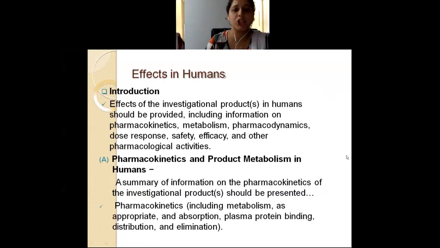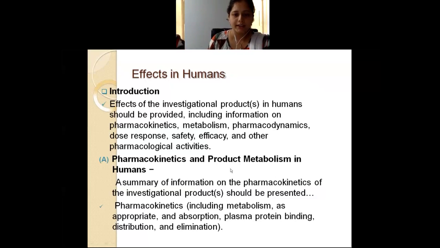Next, that is effect in humans. So once our preclinical study has been successfully completed, we carry out the trial in humans. So observing this effect in humans, that is the clinical study. The clinical study will mention the effect of the investigational product in humans. So, a thorough discussion of the known effect of our investigational product in humans should be provided, including its pharmacokinetics, its metabolism, pharmacodynamics, dose response, safety, efficacy, and other pharmacological activities.